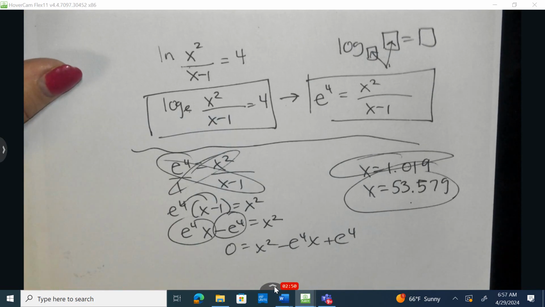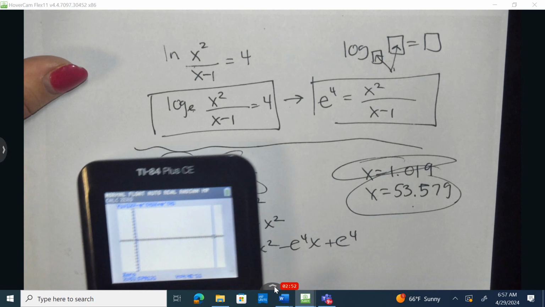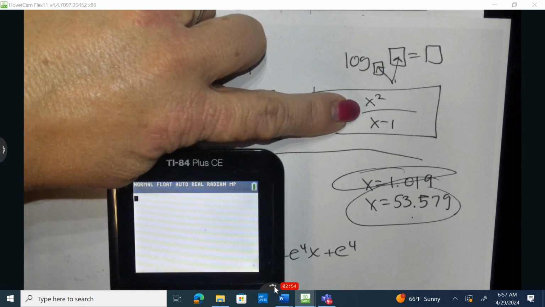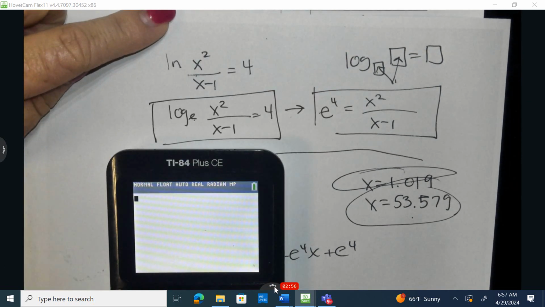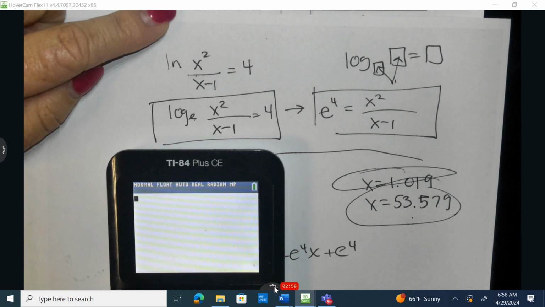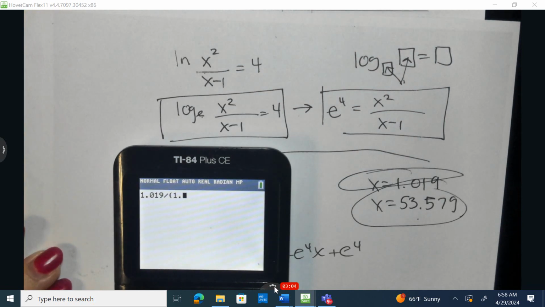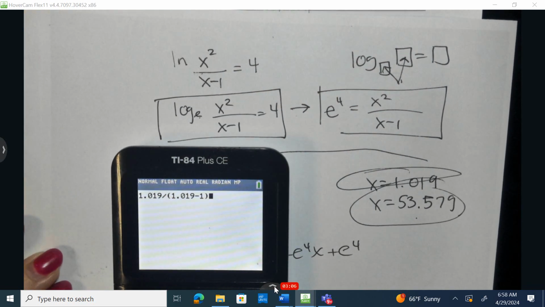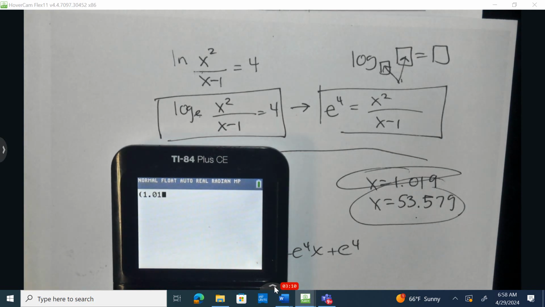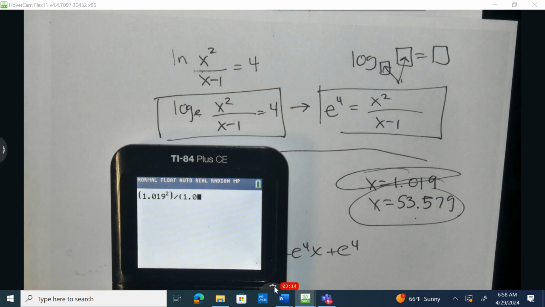But could I have achieved this answer without doing all the algebra? Let's check. So in this form, if I take this answer, and let's try it. Let's take 1.019 and divide it by 1.019 minus 1. Oh, I forgot to square this first part. Let me bring this back here. 1.019 squared divided by 1.019 minus 1.